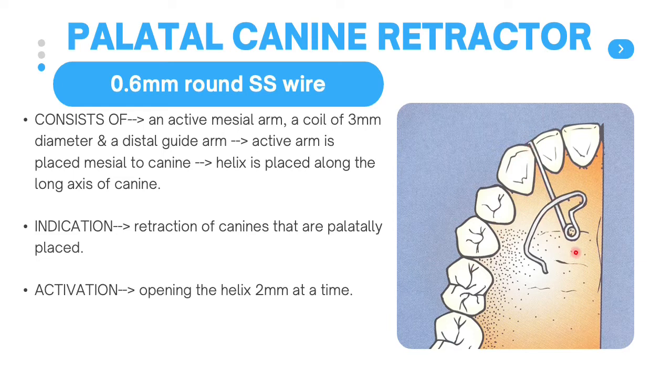So the design is quite similar to finger spring, but the big difference between the finger spring and the palatal canine retractor is the presence of the guide arm. Okay, this is the guide arm.